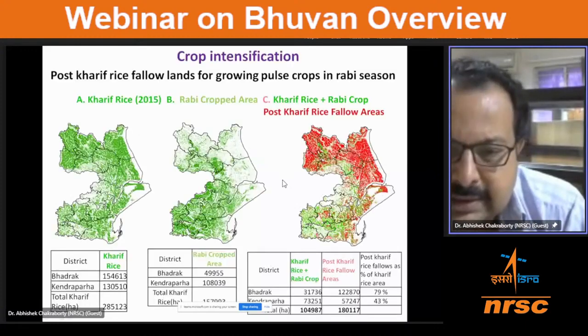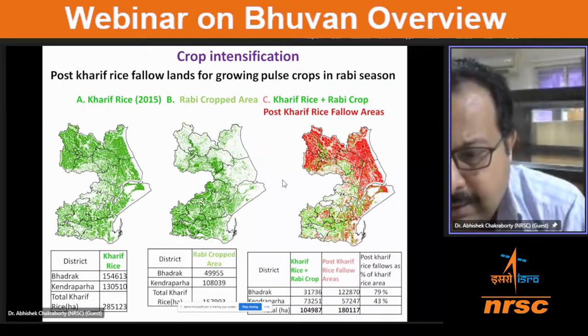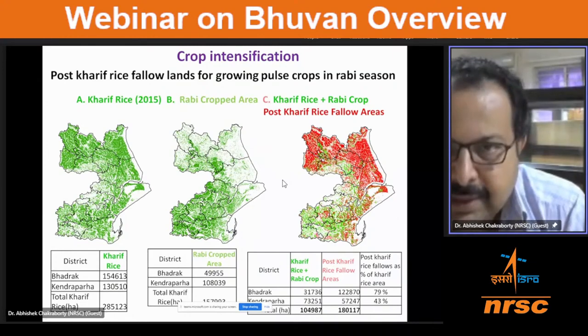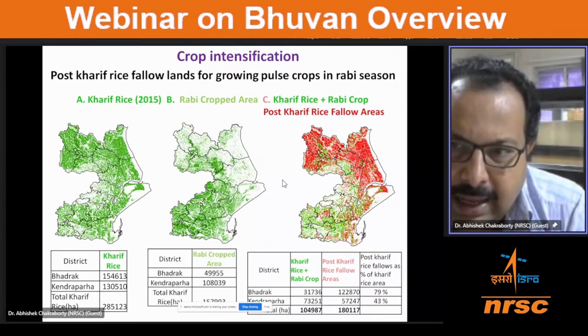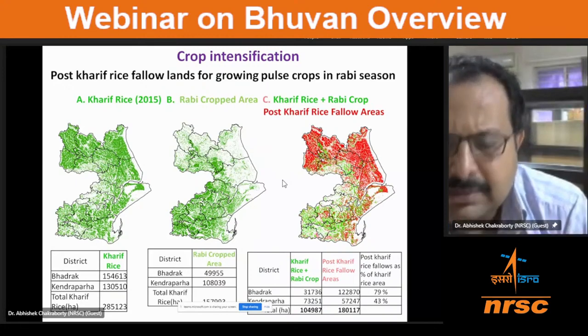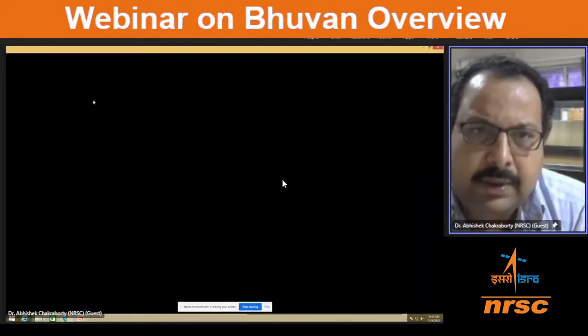What is happening is that in most cases these regions are basically monocrop. In Kharif season, they are cultivating rice. But rice being a very water-loving plant, post-rice time also, there is some moisture left. So this particular program is targeting those areas where there is enough moisture in the soil for the post-rice fallow, so that they can take a second crop, maybe a short duration crop.